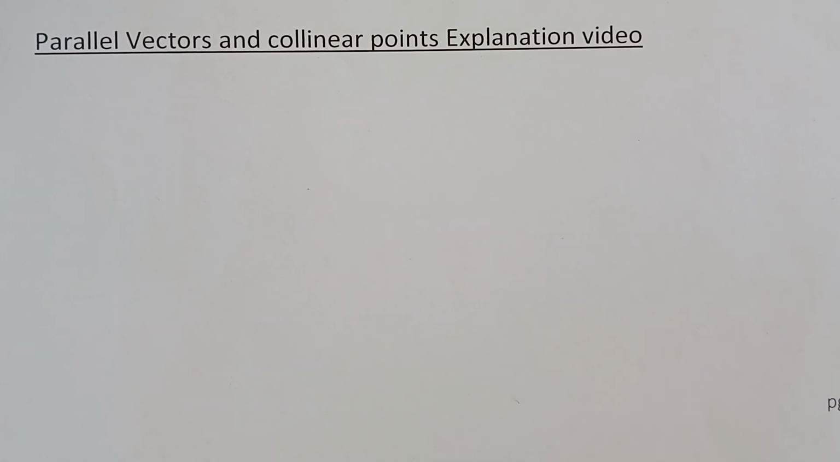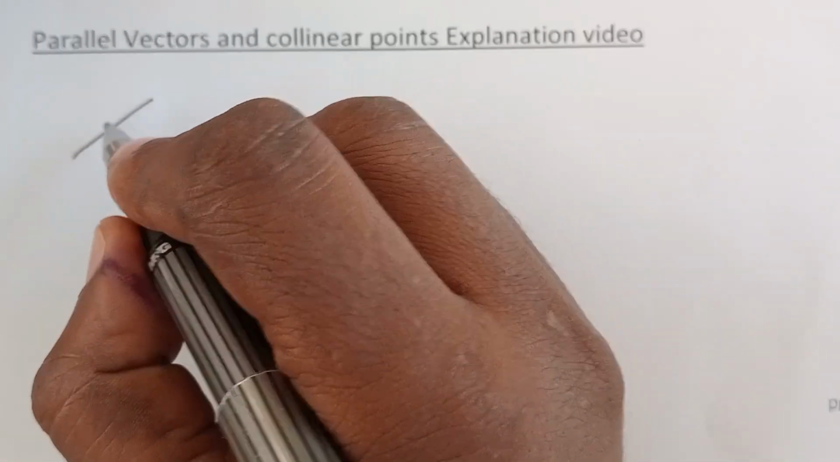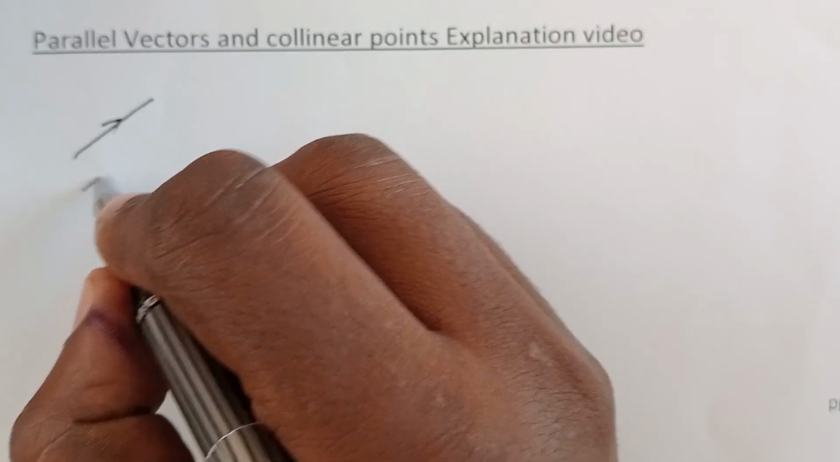And in this video I want us to understand parallel vectors and collinear points. When are vectors parallel? Vectors are parallel when they are actually in the same direction. These two vectors are parallel.